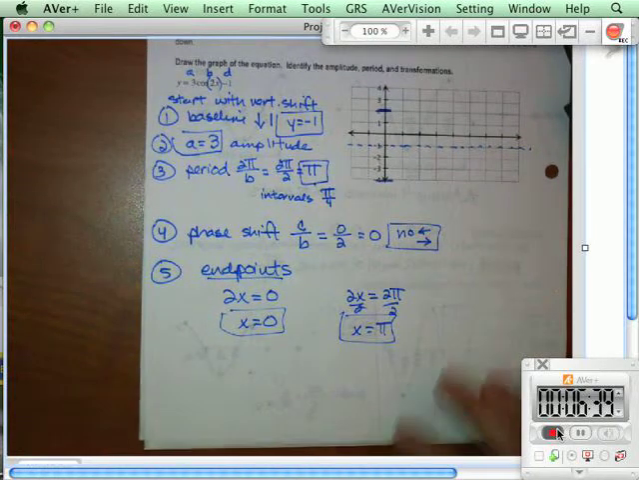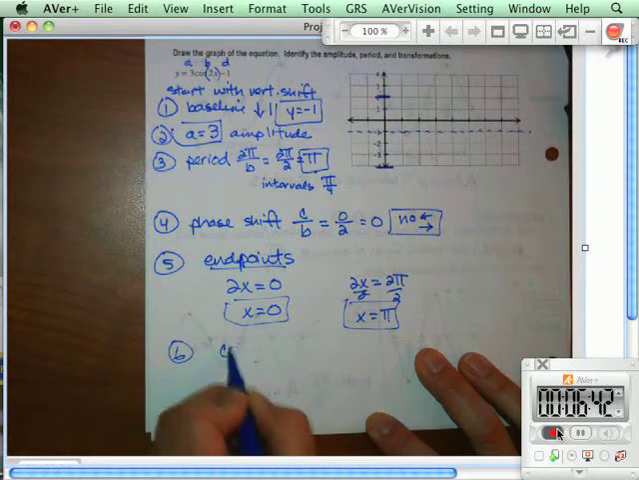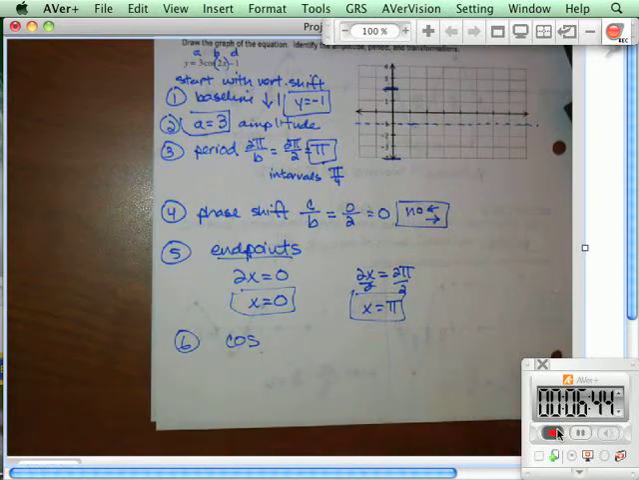These are my endpoints. And I knew that because there's no shifting. And then the last thing I'm going to consider is that it's cosine. Where does it start when it's cosine? It starts up, doesn't it? Doesn't start on the baseline. Sine starts on the baseline. Is there a reflection?